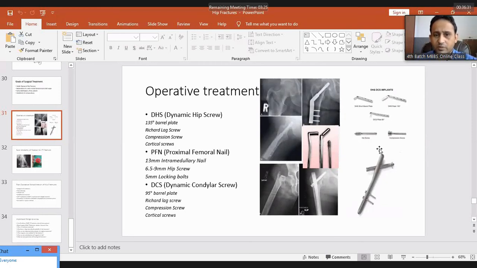Whereas the proximal femoral nail is a quite stout and thick intramedullary device that goes inside the femoral canal, and this one goes inside the femoral neck. Thereby, you give good stability and can start the patient mobilizing from day 2.